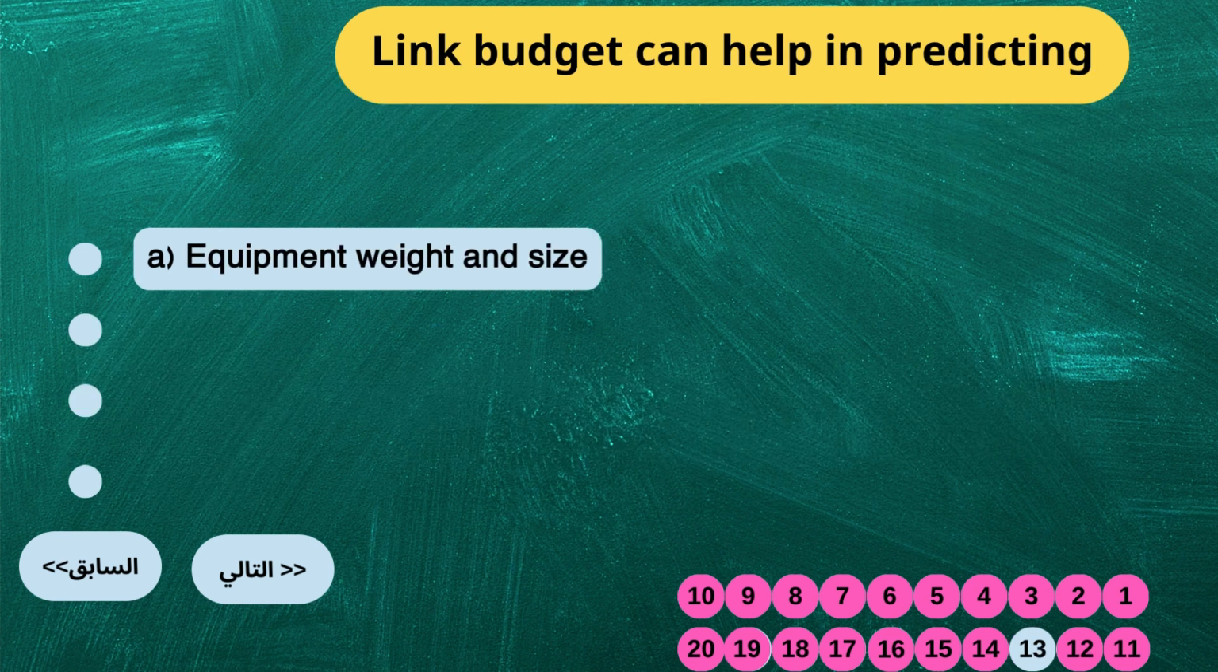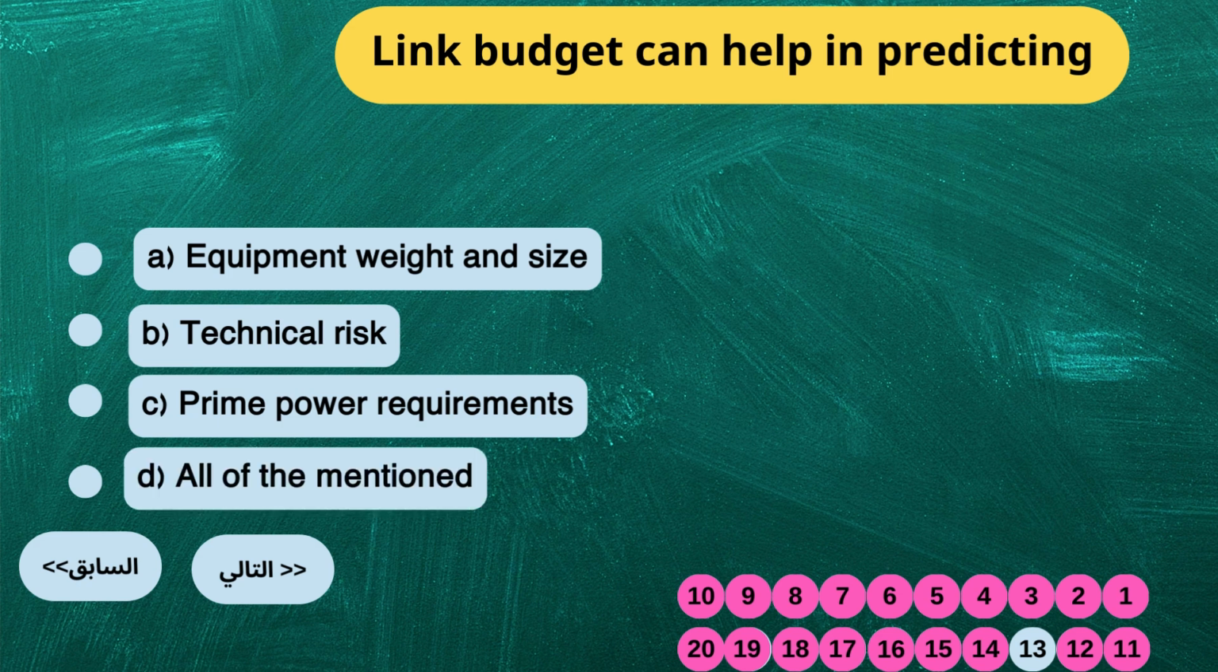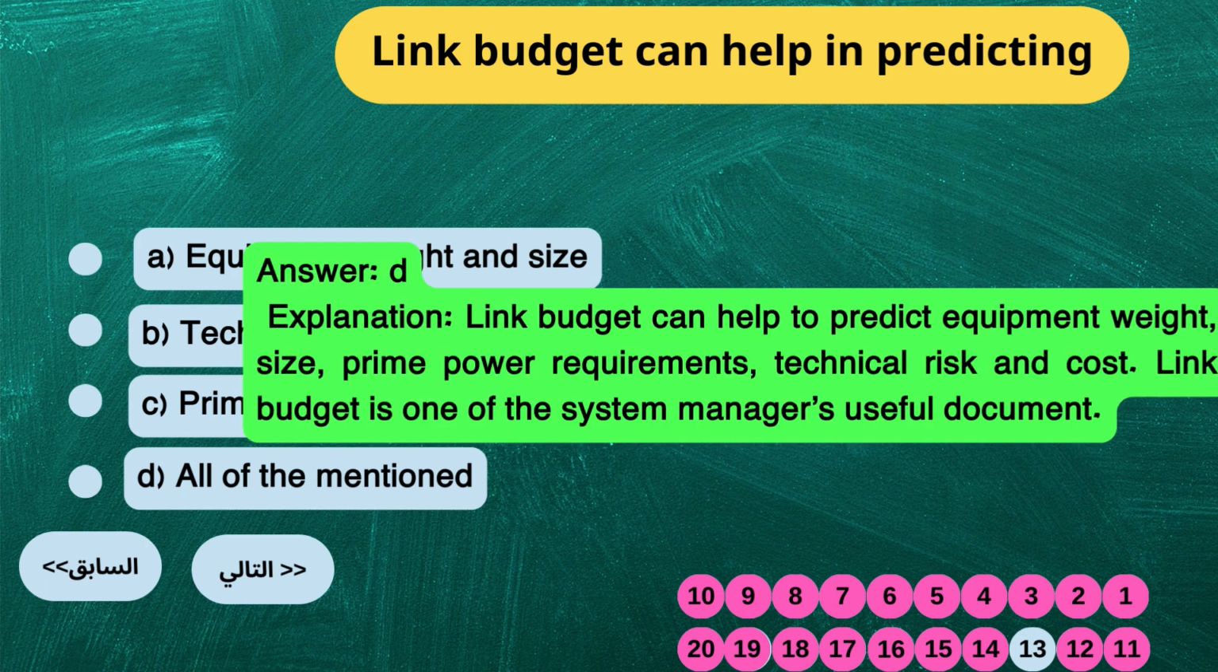Link budget can help in predicting A. equipment weight and size, B. technical risk, C. prime power requirements, D. all of the mentioned answer. D. Explanation. Link budget can help to predict equipment weight, size, prime power requirements, technical risk and cost. Link budget is one of the system manager's useful documents.